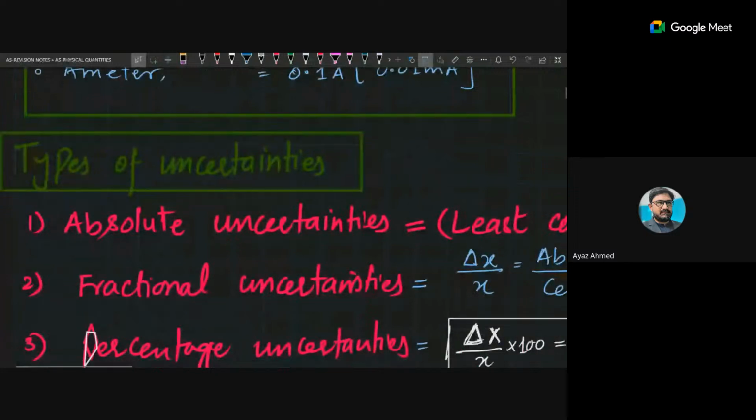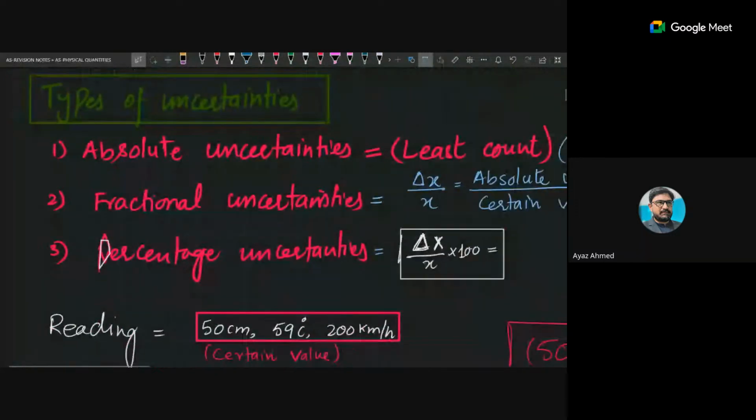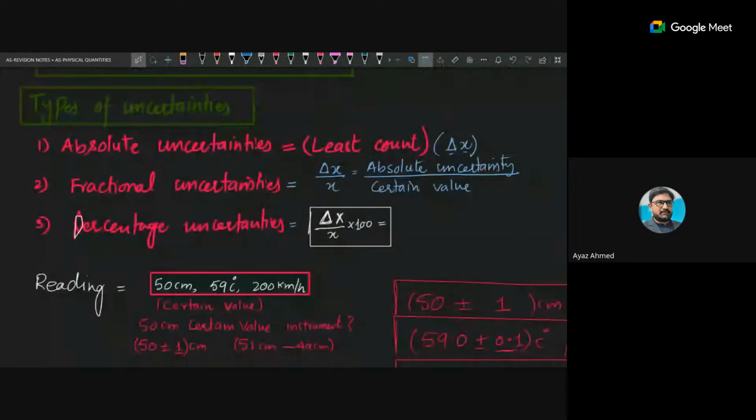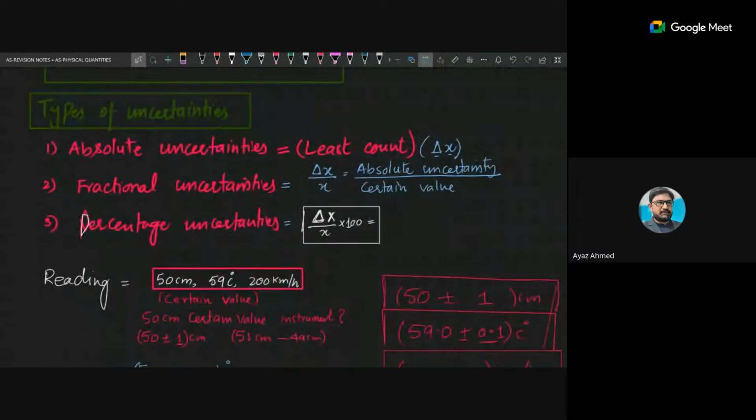Here I have some types of uncertainties in front of you. There are three main types of uncertainties. One of them is your absolute uncertainty, the second one is your fractional uncertainty, and then this is your percentage uncertainty.